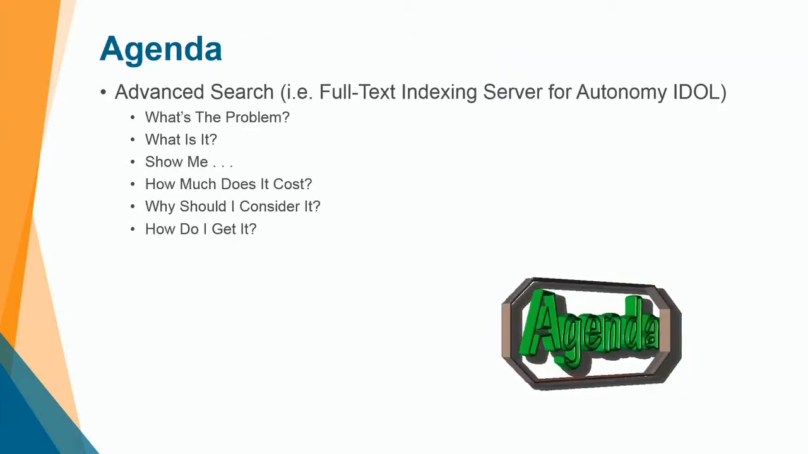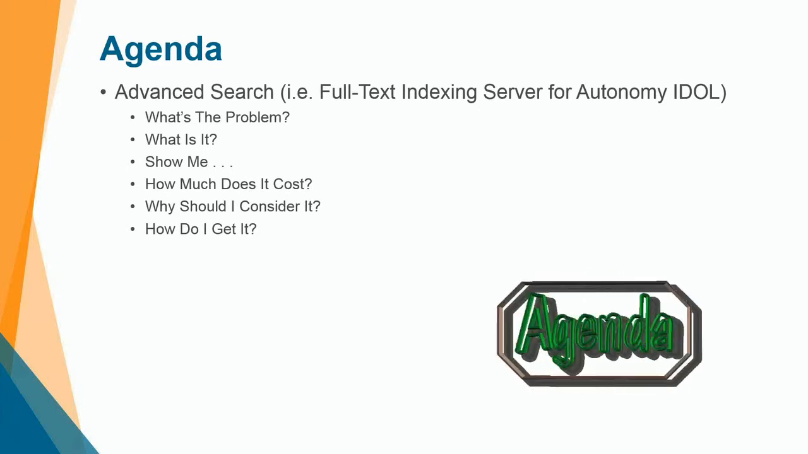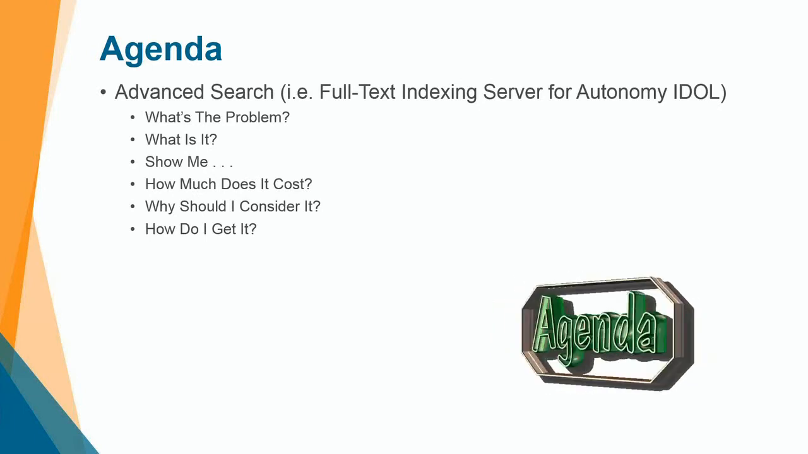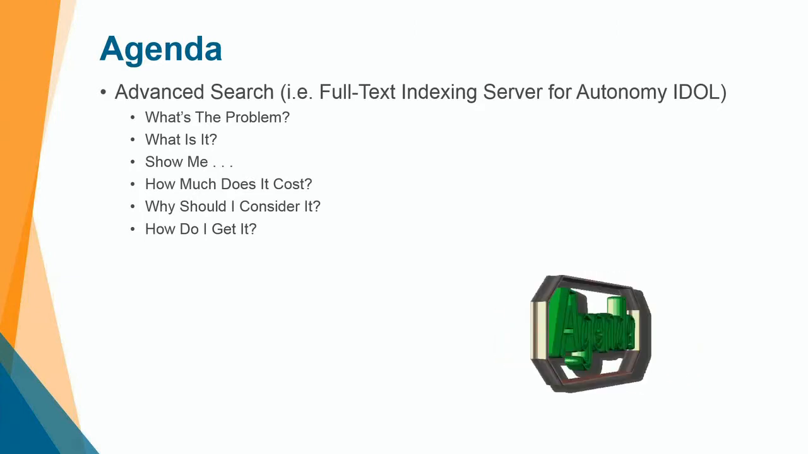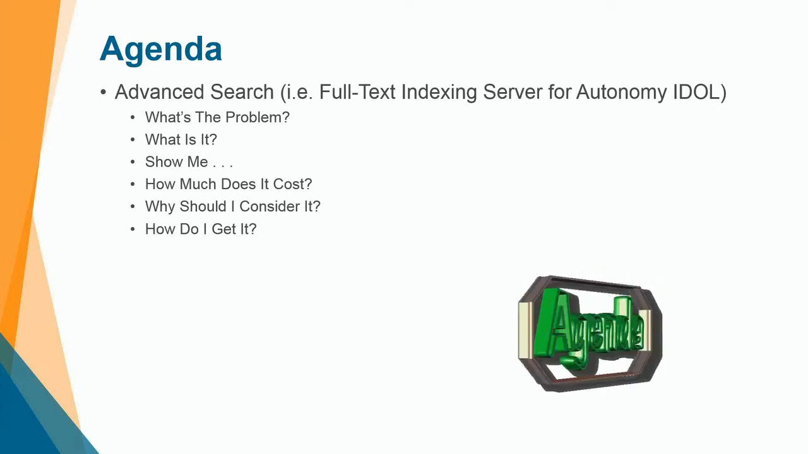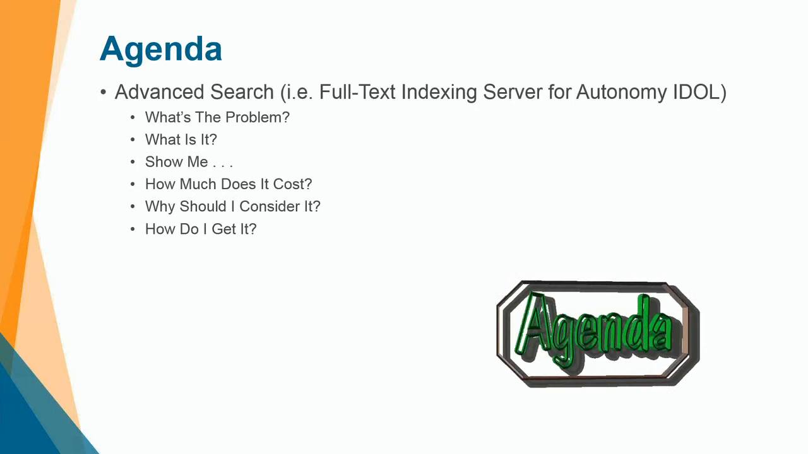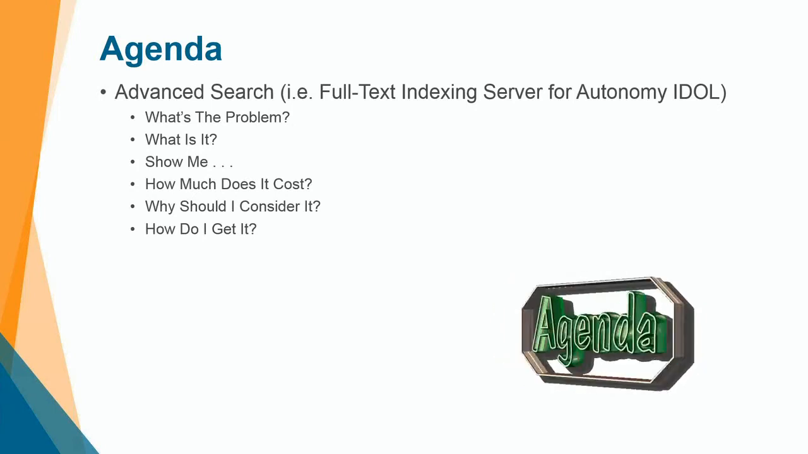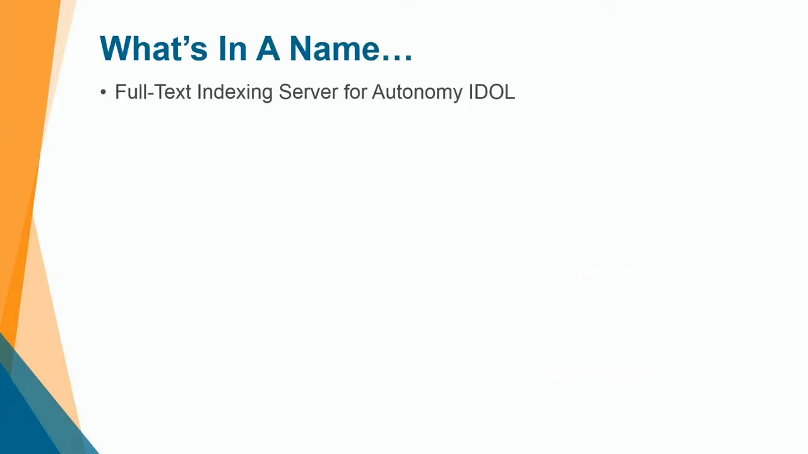So without any further ado, our agenda today is on advanced search. In other words, the actual OnBase product that we're going to be talking about is Full Text Indexing Server for Autonomy IDOL. And as usual, we'll go through and talk about what the problem might be. We'll go through an overview of what the actual product is and what it does, go through a quick demonstration, talk about the cost of the module, why you should consider it, and also how you can go ahead and get that module.